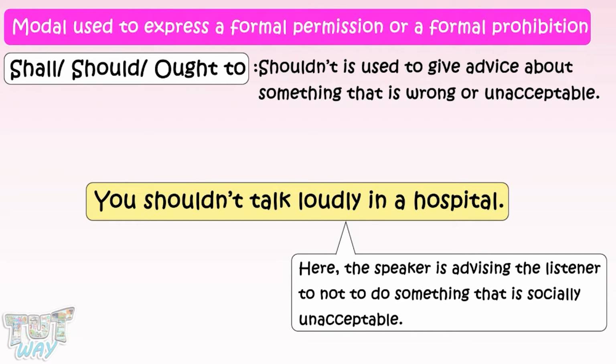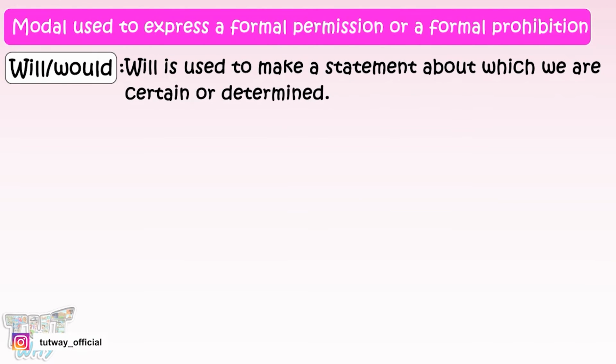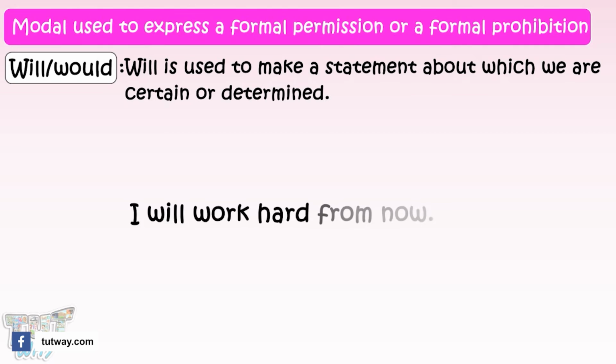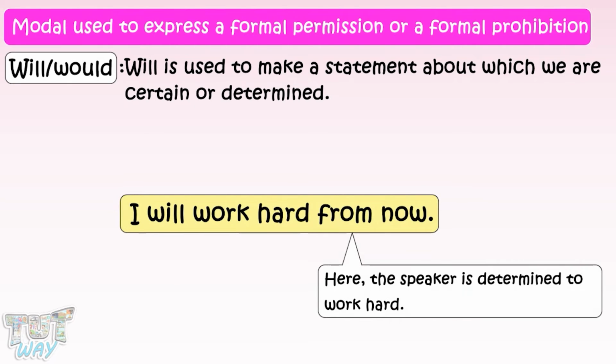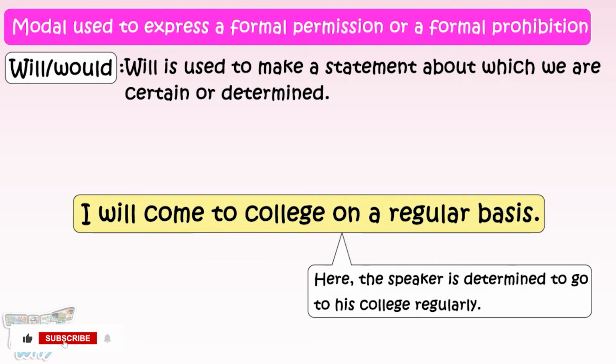Now, let's learn about will and would. Will is used to make a statement about which we are certain or determined. I will work hard from now on. Here, the speaker is determined to work hard. I will come to college on a regular basis. Here, the speaker is determined to go to his college regularly.